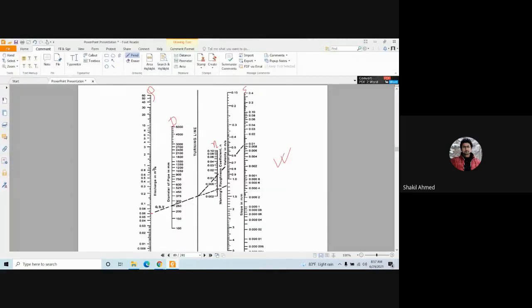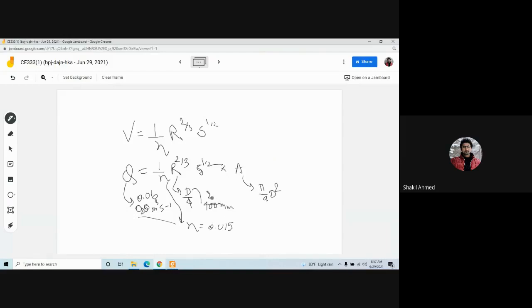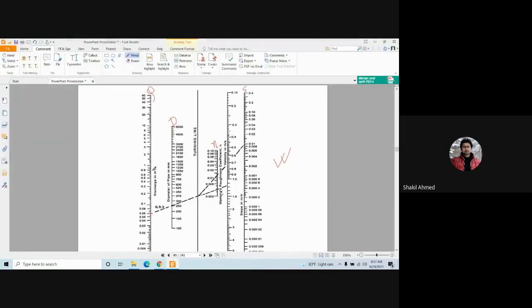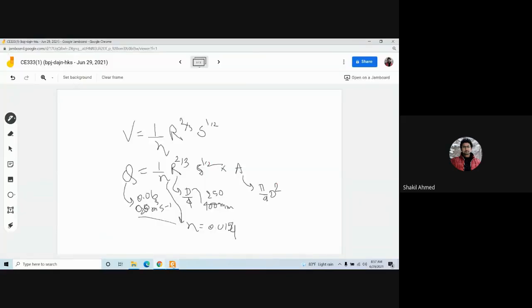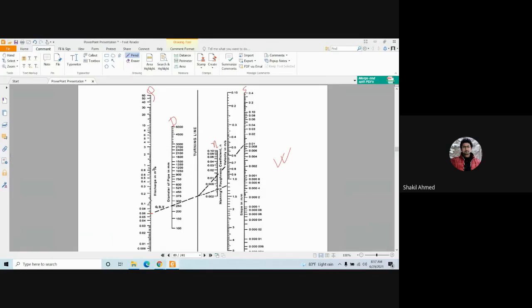Okay, and your d is maybe around 250 millimeter. Let's say this is 250, and your n is around 0.014. So what you do is, first of all, you click the diameter here, and you use the q here, and then you connect them and extend them up to the turning line.